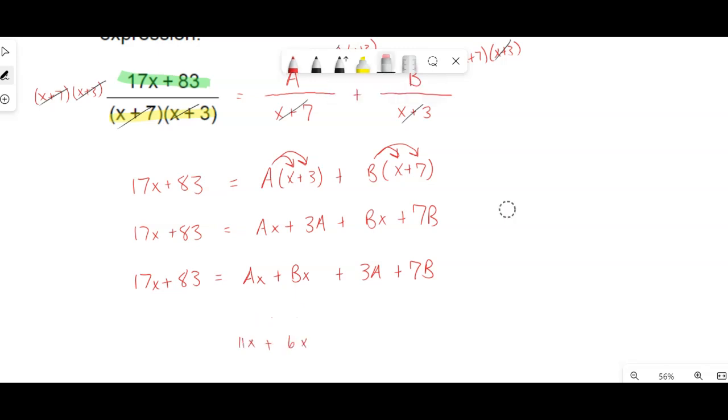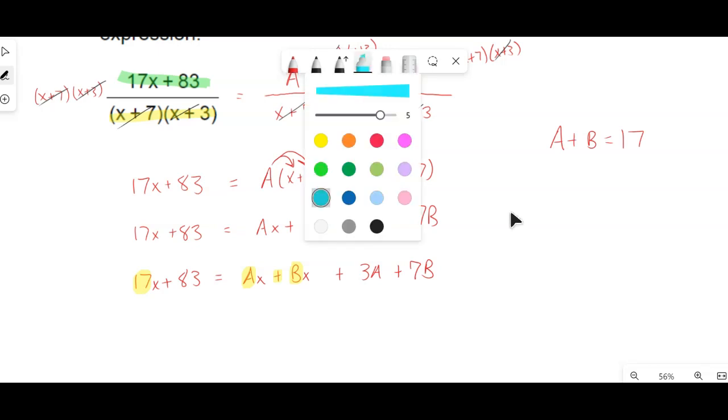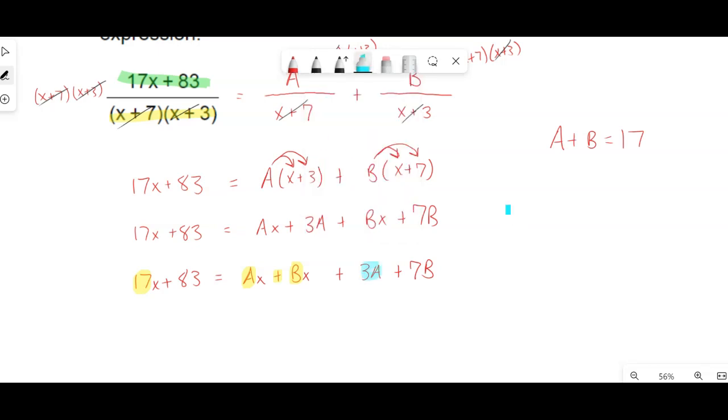So what we do know is that a and b have to sum to the number in front of x on the other side. So we get this equation that a plus b must equal 17. And then likewise, we know that when we triple a and add 7 times b, we get 83. So we get this equation. And what we end up with is a system of equations to solve. Now, I don't care how you solve the system of equations. I do need to see, though, your work in setting up the system of equations.